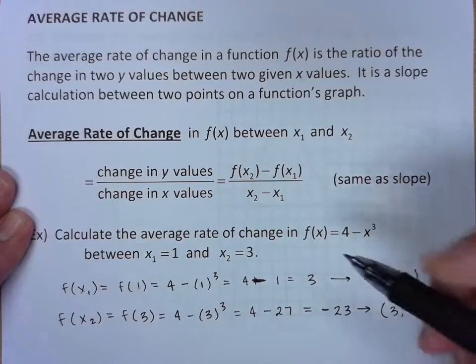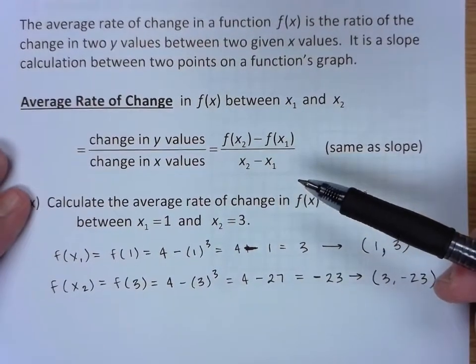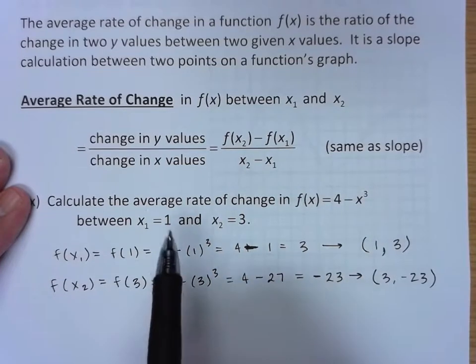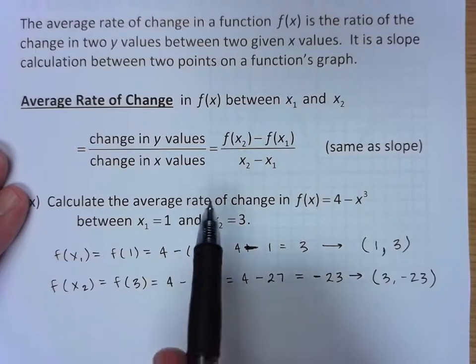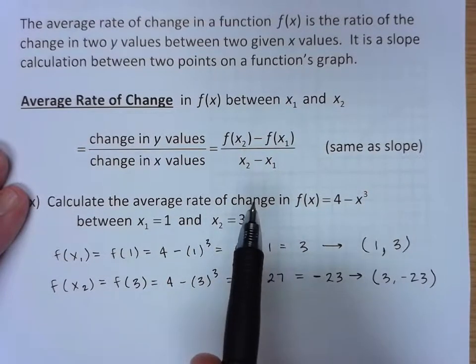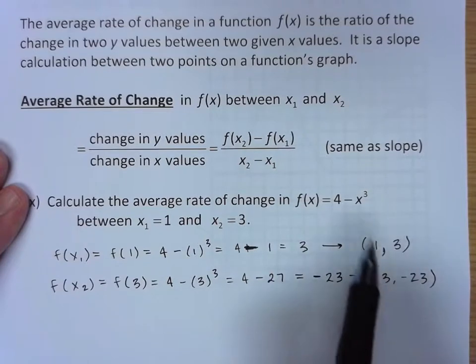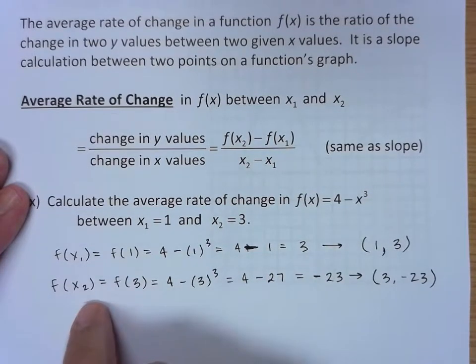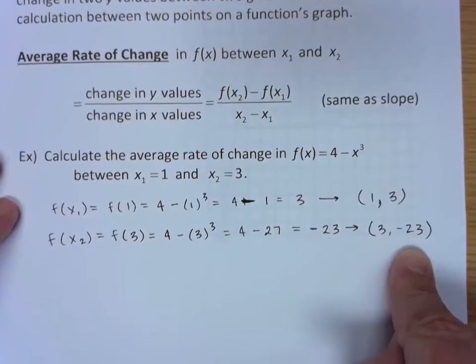So you don't really need to commit this complicated formula to memory. All you need to remember is the function tells you the y values that pair with your x's, and average rate of change is nothing more than the measure of the slope between the change in y over the change in x's. So it's best to just go ahead and turn those function input outputs into coordinates and calculate your slope.